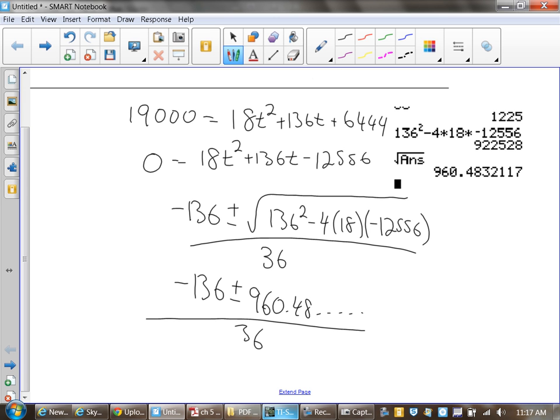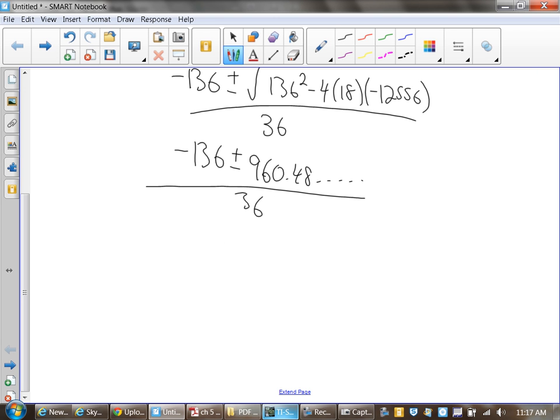And I'm looking to solve for what year something is going to occur. Do I want this value to be a positive value or a negative value? Positive. So which one am I going to do, negative 136 plus or negative 136 minus? I'm going to do plus, because what's my denominator? Positive. I want a positive divided by a positive.